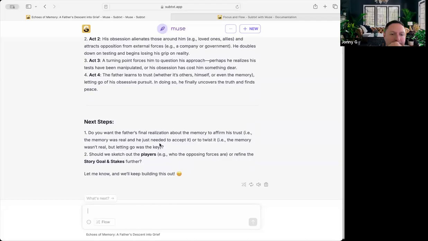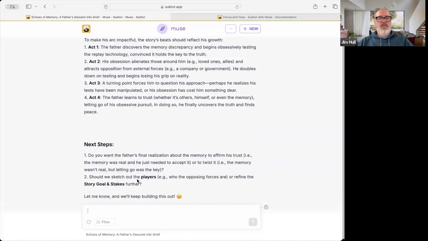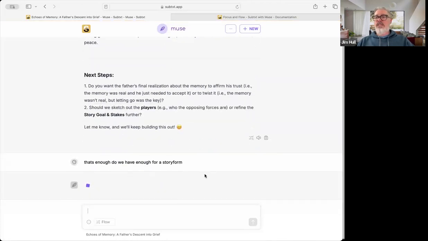But let's say, all right, this is enough. You can even say, that's enough. Do we have enough for a story form? But the main goal being to get to a story form. And this is where it comes into play: what's the best approach? This might be enough. Just going through what we just did the last 10 minutes might be enough, and you're like, cool, I'm super excited, I'm just going to go off and start writing some stuff. You don't have to get to a story form.